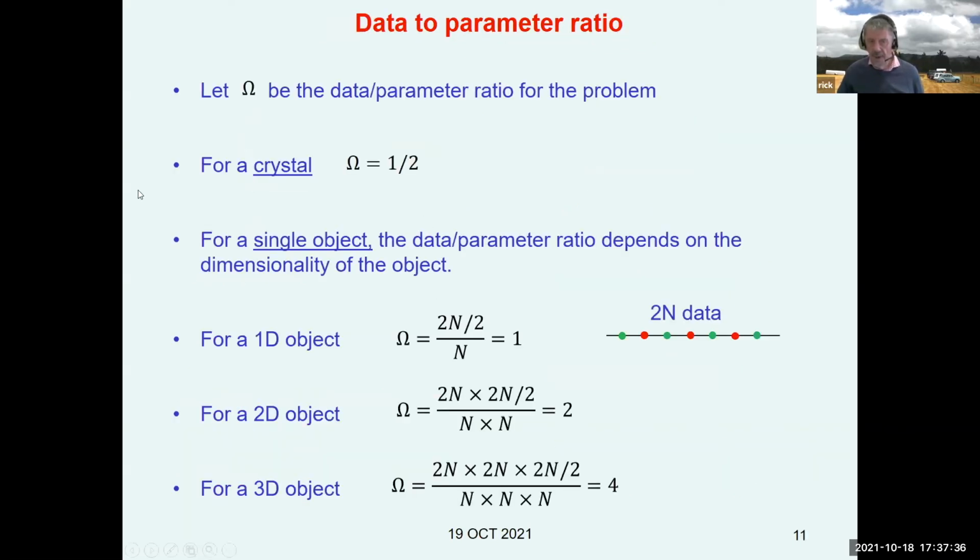So summarizing this then, if we call omega the data to parameter ratio for the problem, then for a crystal we have half the number of data that we need. So the data parameter ratio is a half. For a 3D object, it is 2n by 2n by 2n divided by 2 over n cubed, which is 4. And it turns out for a 1D object and a 2D object that the data parameter ratios are 1 and 2. So the degree to which the problem is overdetermined increases with the dimensionality, in fact, for single particles. For a crystal, it doesn't matter. Well, yeah, actually it does matter. Just forget that.